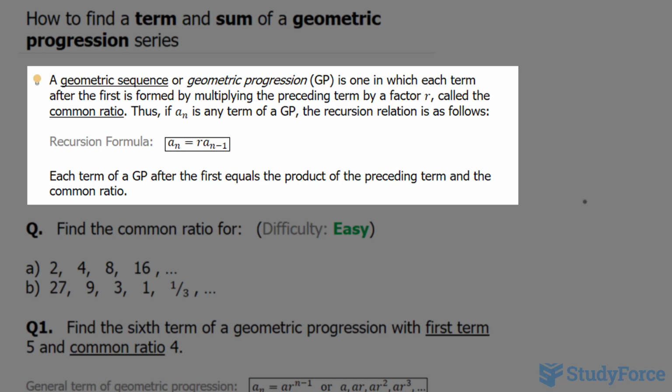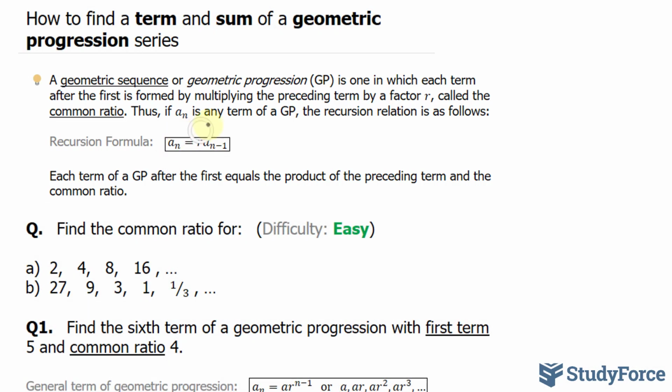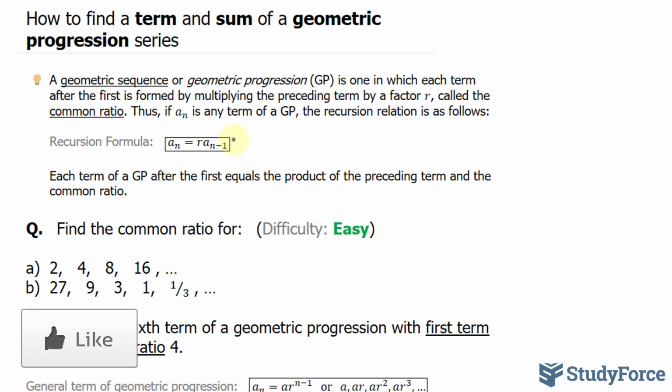Thus, if a subscript n is any term of a geometric progression, the recursion relation is as follows. Notice that a subscript n is equal to r times the previous a, denoted as a subscript n minus 1. Each term of a geometric progression after the first equals the product of the preceding term and the common ratio.